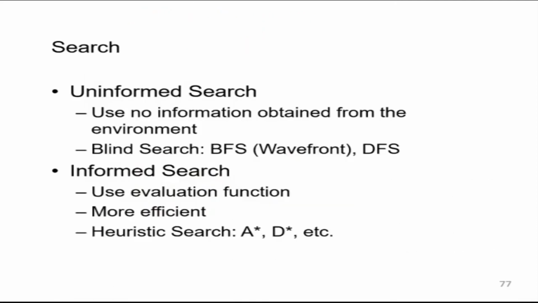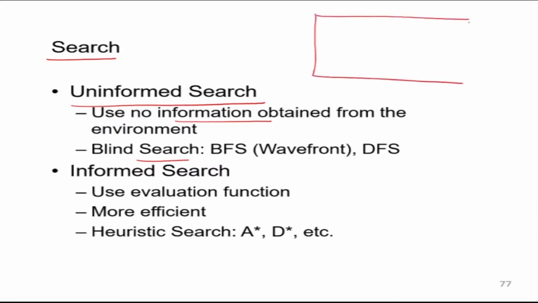Now we can divide this search into two types. One is an uninformed search. This uninformed search uses no information obtained from the environment. It is some kind of blind search. For example, when we talked about wavefront planners, they were basically blind searches. It basically means something like this. This is a wavefront search.